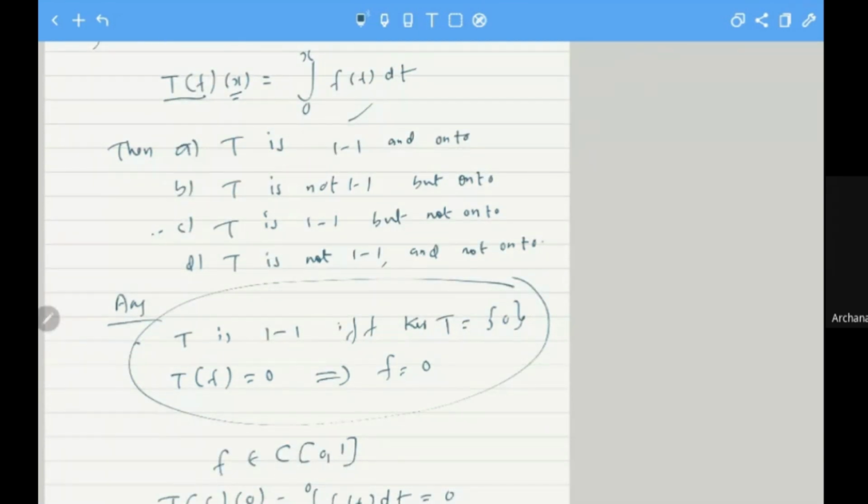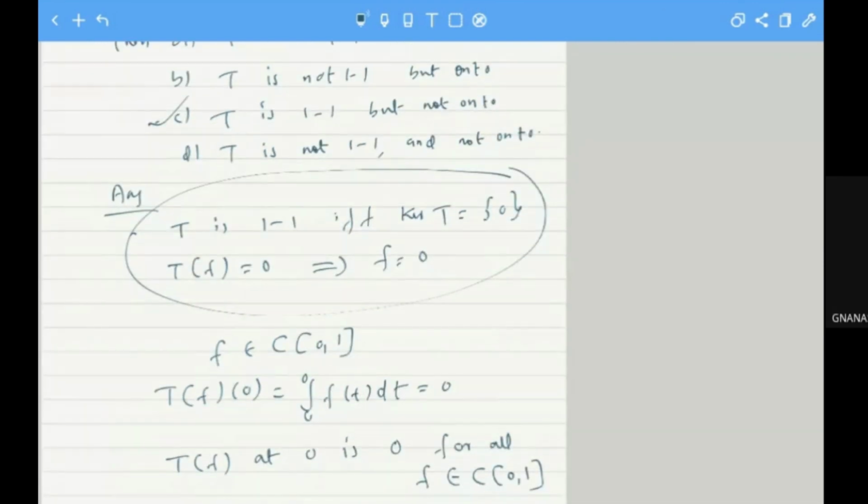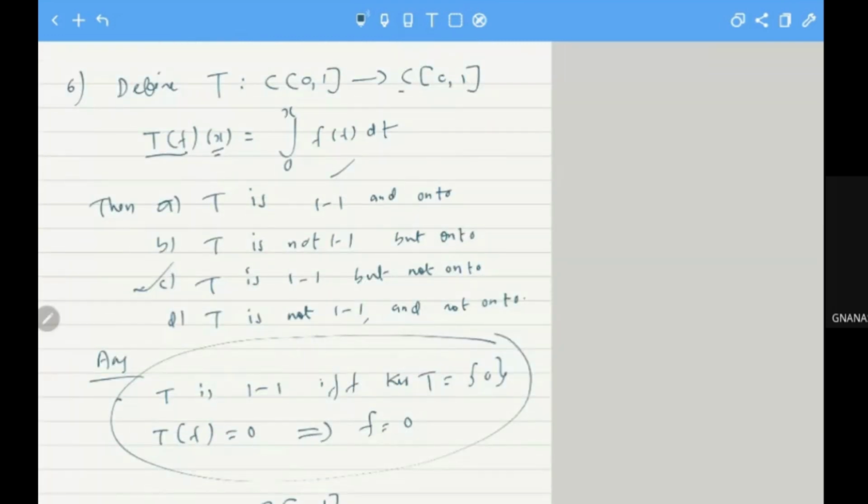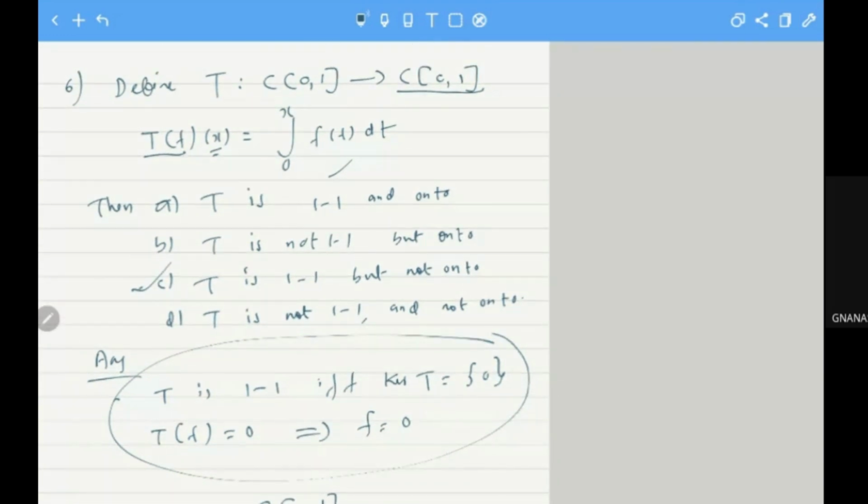So the answer is T is 1-1, but not onto. Is it clear to all of you? Please ask if it is not clear to you. T is 1-1, but not onto. Once again, repeat not onto, sir. Okay. Onto means what? Every continuous function should have a pre-image, right?